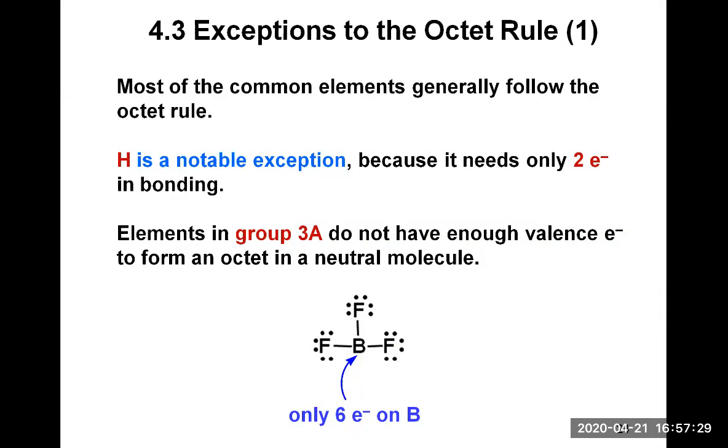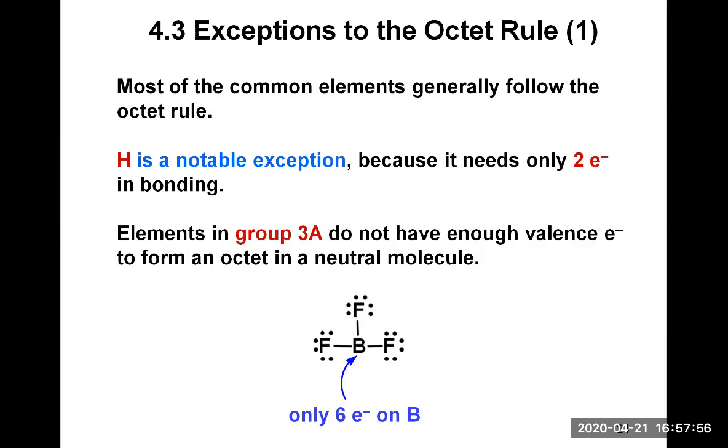Hydrogen is a notable exception because it needs only 2 electrons when it's bonding. It likes to be like helium, which has a total of 2 electrons. There are other exceptions, for example, elements in group 3A do not have enough valence electrons to form an octet in a neutral molecule.